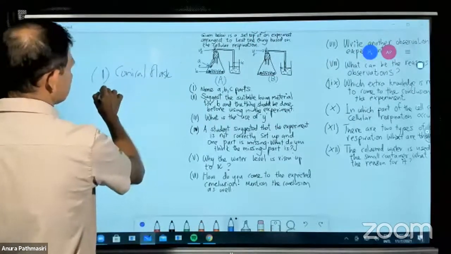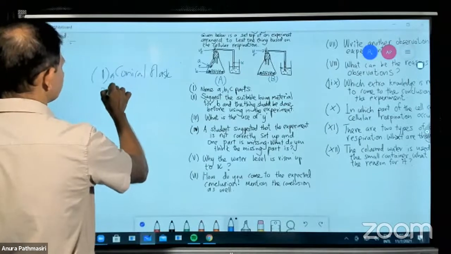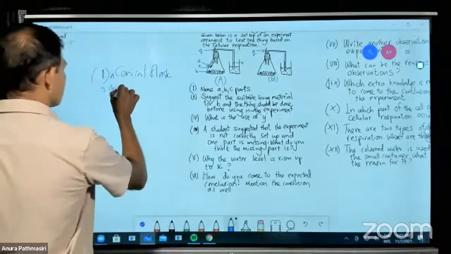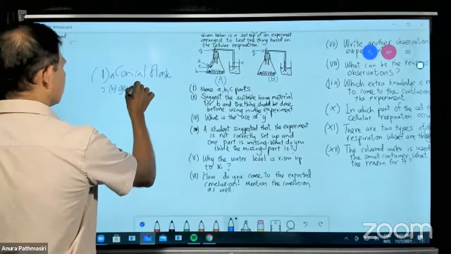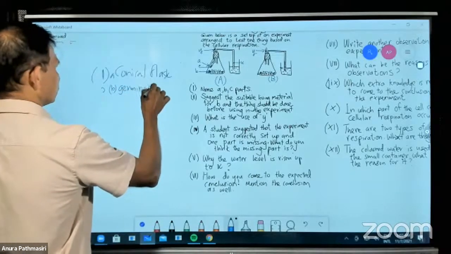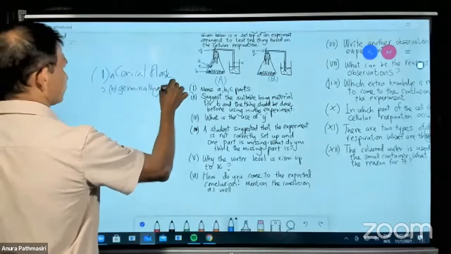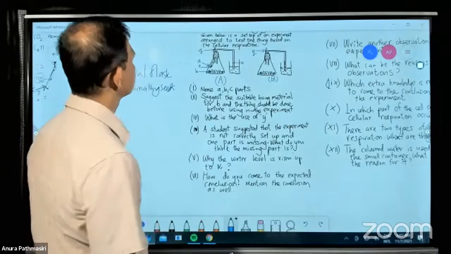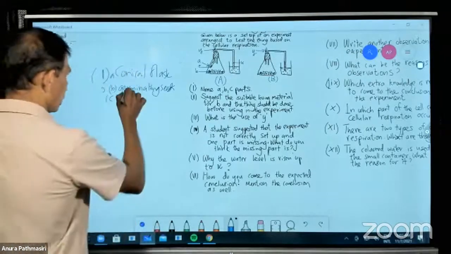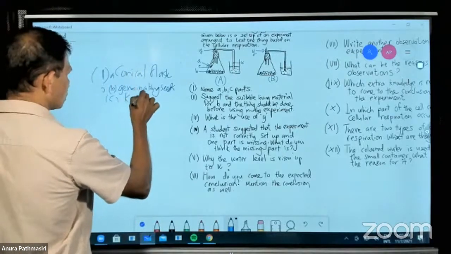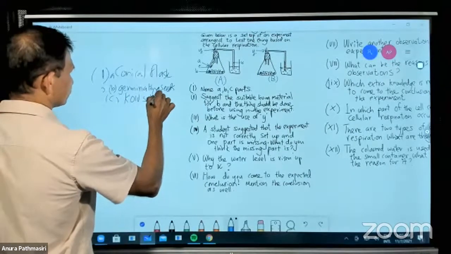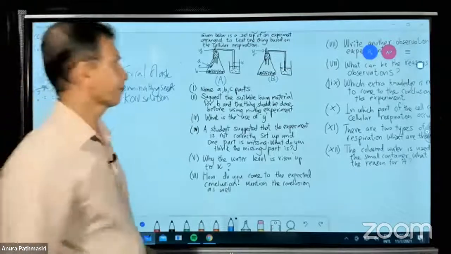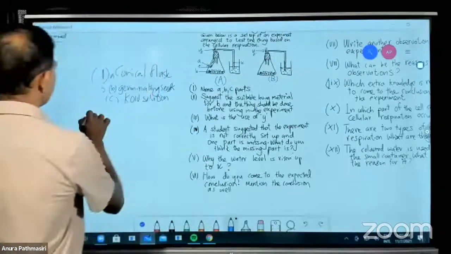Then B: germinating seeds. C: KOH solution, potassium hydroxide solution.